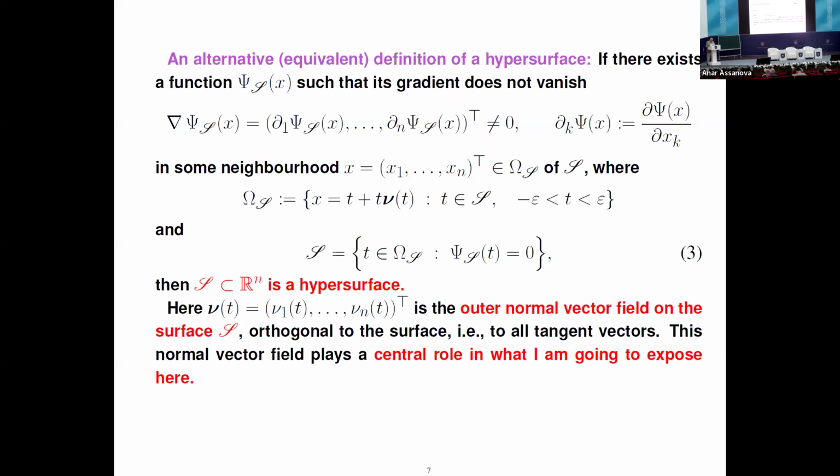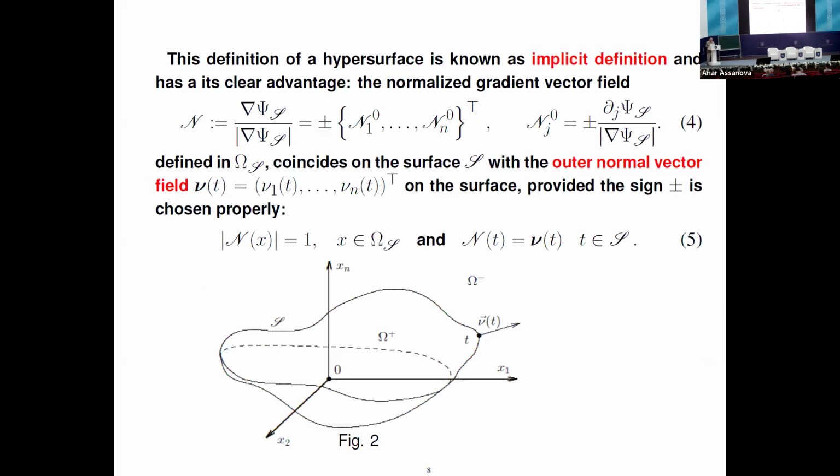It is also very important that if we have the implicit definition and the implicit function phi, then this normal vector field can be defined as a normalized gradient. We take the gradient of this function, divide it by the norm of this gradient, and it is the unit normal vector field, and this is just the vector field which we need, the normal vector field. In what follows, this normal vector field will play a very important role, because all definitions of derivatives on surfaces and many things are defined with the help of this normal vector field.